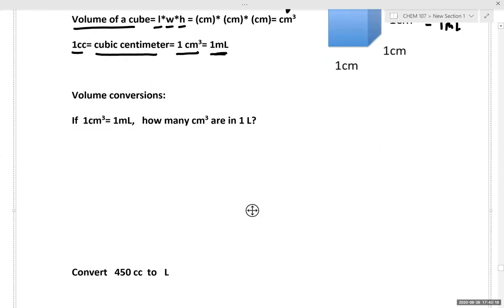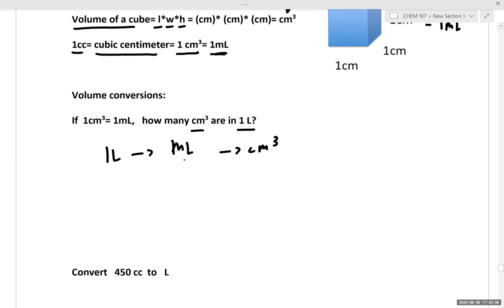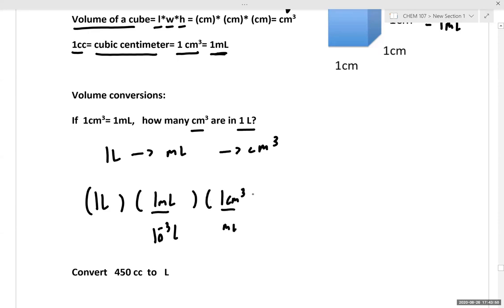So, applying what we've learned, we can actually calculate the number of centimeters cubed in a liter. If we go from 1 liter to centimeter cubed, setting up our solution map, we can go from liter to milliliter, and then from milliliter to centimeter cubed. So if we have 1 liter, we know in 1 milliliter we have 10 to the negative third liter, and we have 1 centimeter cubed per milliliter. So that tells us that we have 1,000 centimeter cubed per every 1 liter.